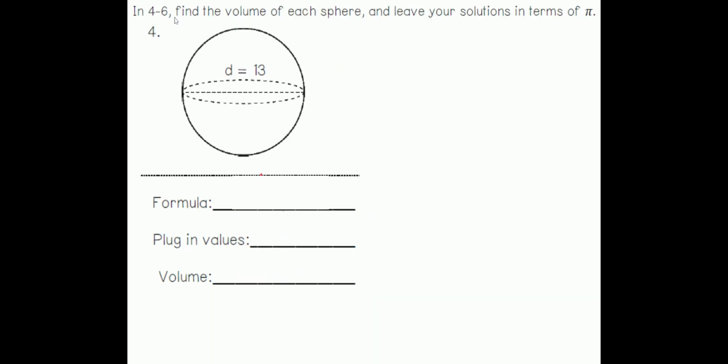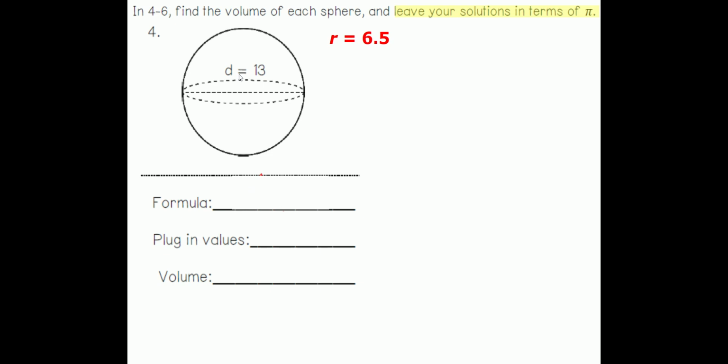Our next set of problems, we are going to want to keep our solutions in terms of pi. That means we don't want to multiply by 3.14, we just want to keep the pi there in the answer. When we do that, we treat pi almost like a variable, like the letter x. We just don't want to multiply it. We keep it in the answer at the end.